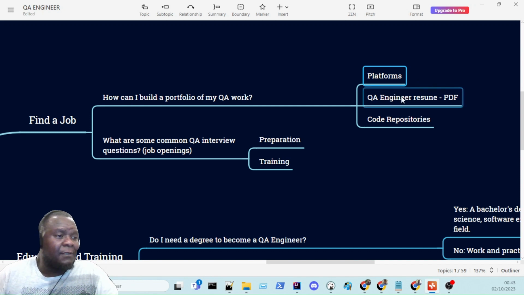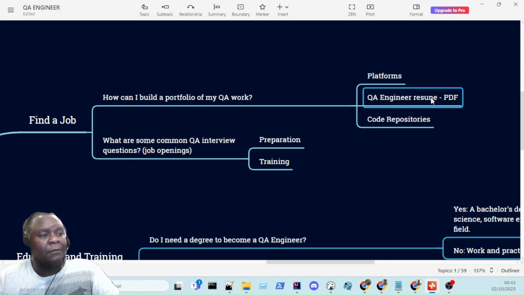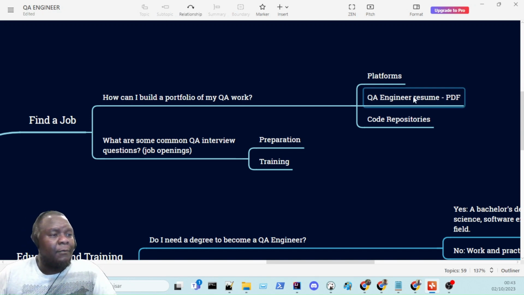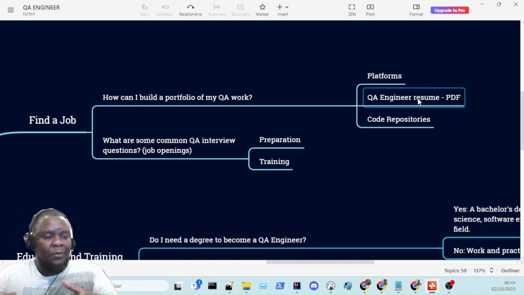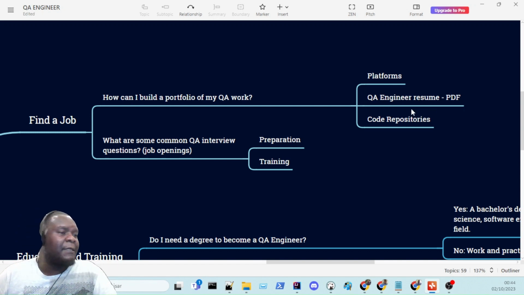And the other thing that you need to do is make a resume, right? A QA engineer resume. You can use the PDF format, listing there your education, your experience, the languages that you speak, for example, and your objectives, right?